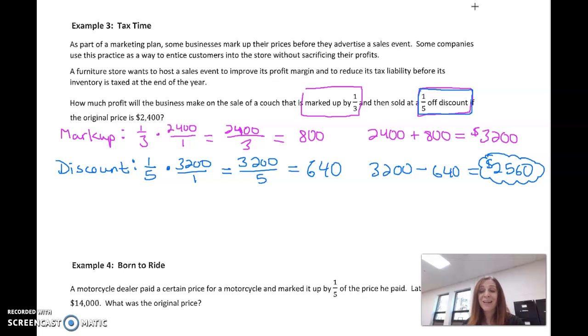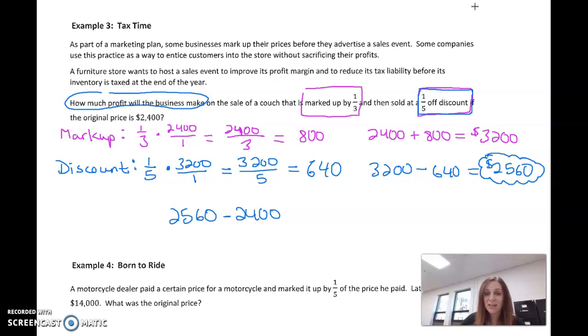So, as always, we want to make sure we're answering the question being asked. How much profit will the business make? Well, are they making $2,560? No, that's what they're selling it to you for. So to figure out the profit, we take how much they're selling it to the customer for, and we subtract off what they paid. Well, they paid $2,400. So if you subtract these two, you get $160 profit. So even on sale, they're still making $160. Not as much as they would have made if they were able to sell it at $3,200, but they're still making a profit. Multi-step ratio problem.